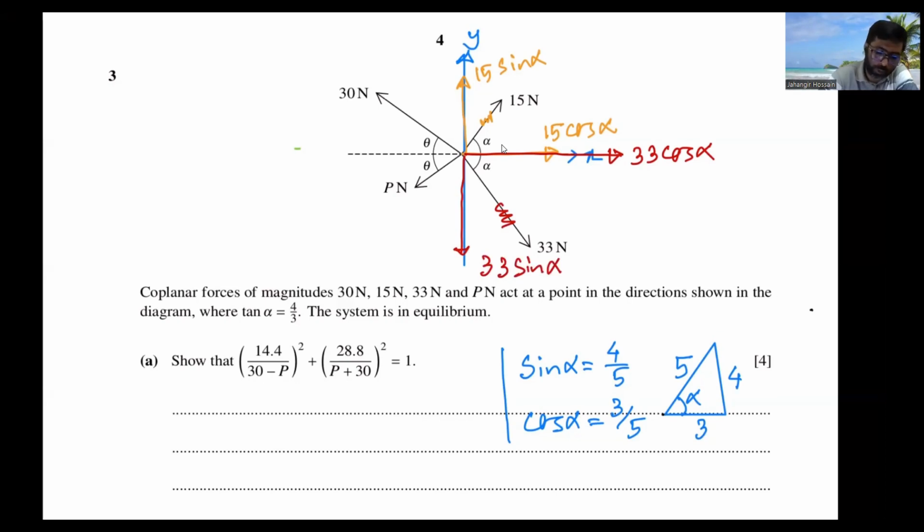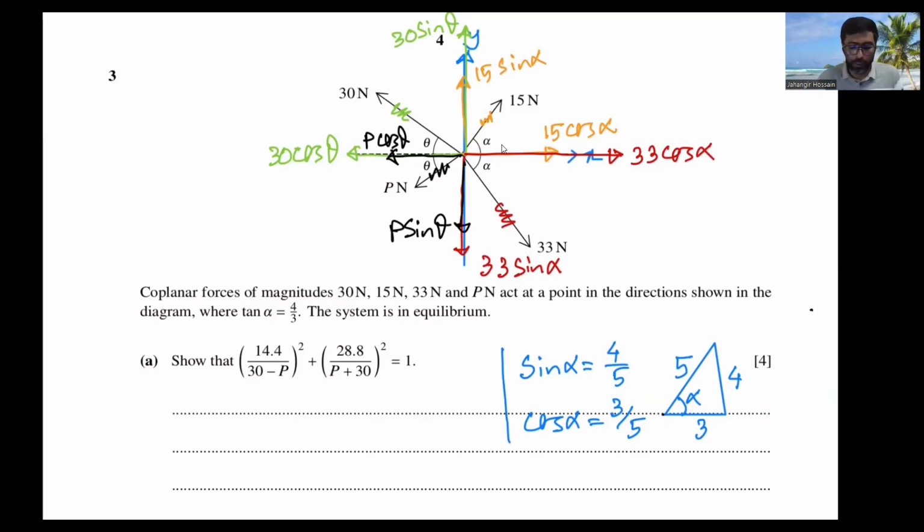Then let's resolve 30 Newton. It's in the second quadrant, x negative, y positive, angle with x-axis theta. So the x component is 30 cos theta, and the y component 30 sin theta. Now to resolve P, it's in the third quadrant, so x and y are both negative. The x component is P cos theta, and the y component P sin theta. Now we have resolved all the forces that are not acting directly on the axis.